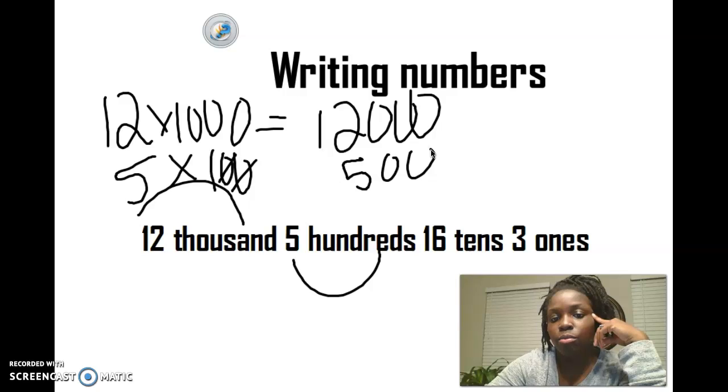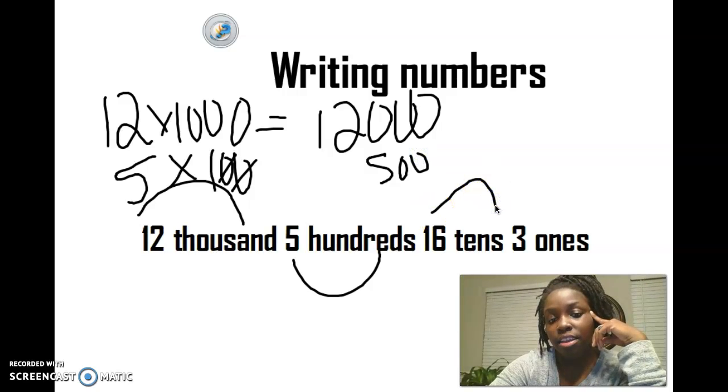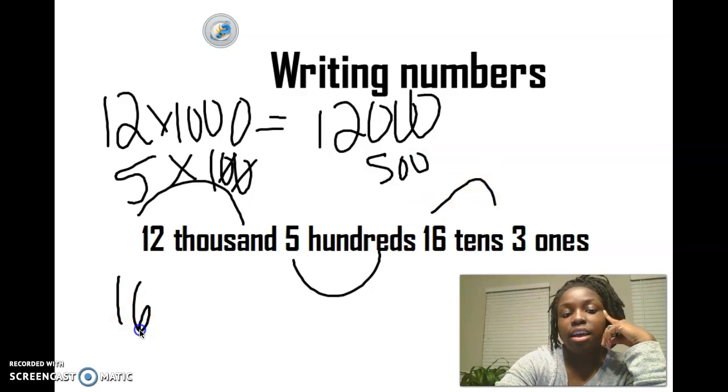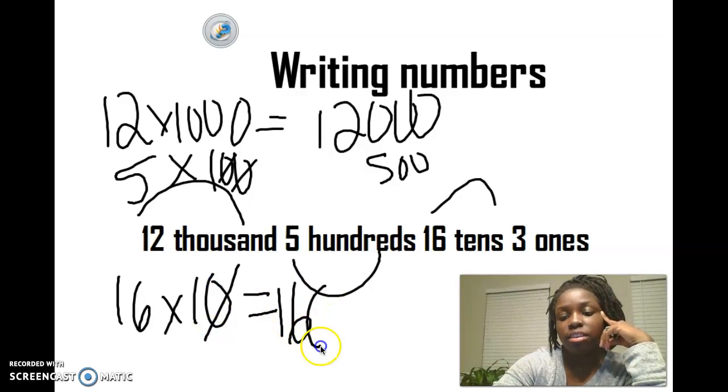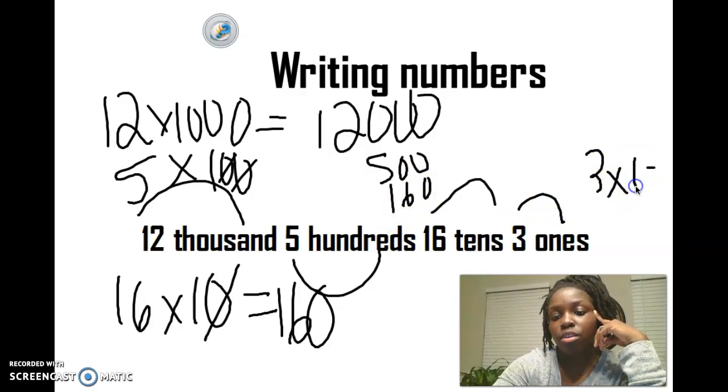And then, oops, my numbers are not lined up correctly, are they? You got to make sure your numbers are lined up correctly. What's 16 tens? That's 16 times 10. Hide your zero. 16 times 1 is 16. Add your zero back. So that's 160. And then 3 ones is 3 times 1, which equals 3. Good. So all you have to do is add this up.